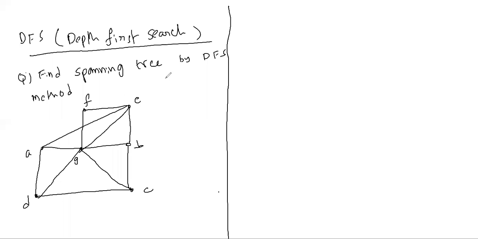Find the spanning tree by DFS method. DFS method is nothing but the depth first search method. So in this method, how to find the spanning tree means, for the given graph, first you choose an arbitrary vertex. Second, you add the edge incident to it, one of the edges, continuously add all edges which do not form a cycle, and try to cover all the vertices.